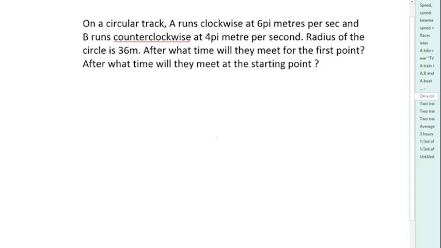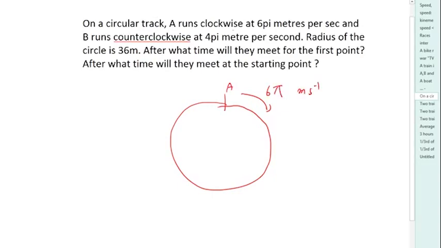But let's see. There is a circular track and A runs clockwise at 6 pi meters per second. So A starts and runs at 6 pi meters per second. And B runs counterclockwise at 4 pi meters per second. So B is here and it runs at 4 pi meters per second. The radius of the circle is 36 meters. After what time will they meet for the first time?